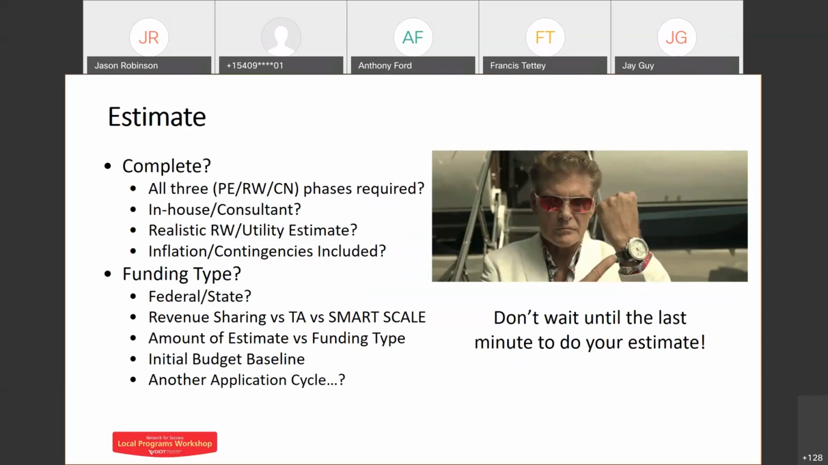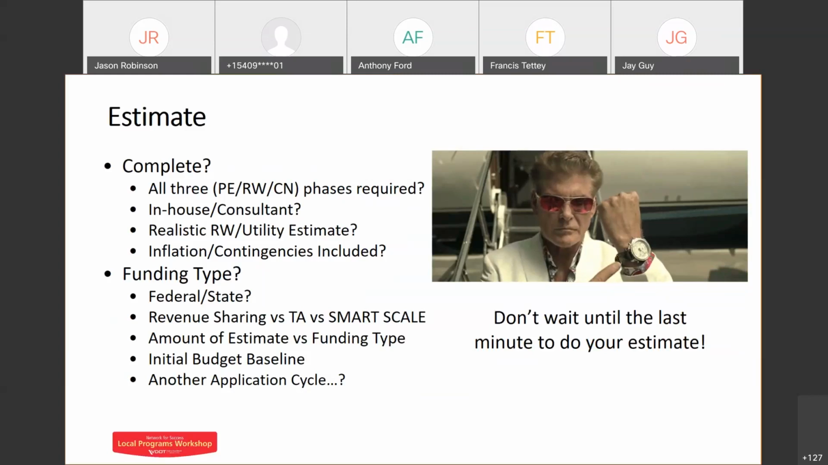So once again, should you be waiting to the last minute to do this estimate? Well, Hasselhoff says no. He says you need to do it early and reach out to the department for review as soon as possible. Don't cut it to the last minute. It makes it very difficult for us to help you out.